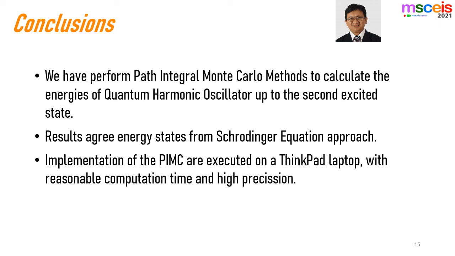For the conclusions, we have performed path integral Monte Carlo methods to calculate the energies of the quantum harmonic oscillator up to the second excited state. The results agree with the analytical Schrödinger equation result. The implementation of these methods is executed on a typical laptop with reasonable computation time and high precision. That means this is a calculation that can be performed with standard utilities for students or anyone.